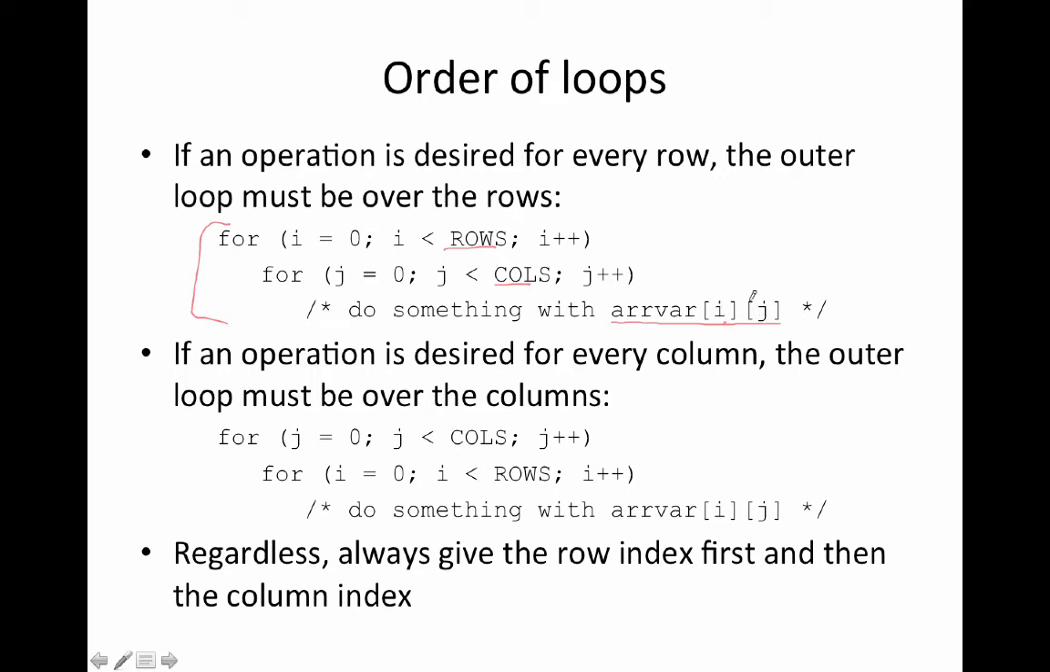If, on the other hand, we want to do an operation for every column, the outer loop must be over the columns. So in this case, the outer loop is over the columns, and the inner loop is over the rows. And we're still doing something with arrayVar[i][j]. So first the loop variable for the rows, and then the loop variable for the columns. So regardless of the order of the loops, when you index into the array, it's always the row and then the column. So again, if you want to do something for every row, the outer loop has to be over the rows. If you want to do something for every column, the outer loop has to be over the columns.